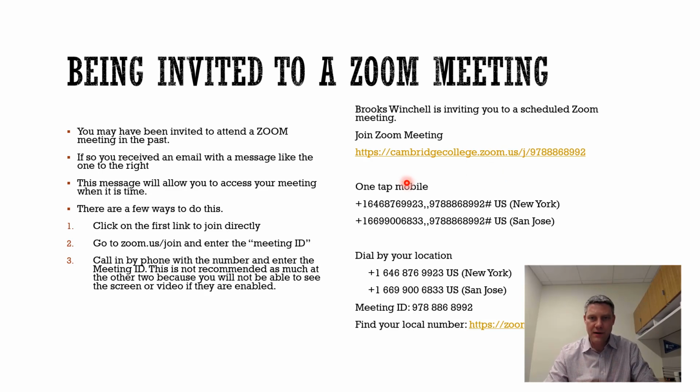So when that time comes, the day and time of the Zoom meeting, you could just pull this invitation back up to your email and click on this link right here. That's the fastest way to join. Another way to join would be to go to zoom.us/join and enter the meeting ID. And you can find the meeting ID at the bottom of the email right here, 978-886-8992. You can also see it at the end of the link, 978-886-8992. So either way, these are the two best ways to join. Click the link, go to this website and put the meeting ID.